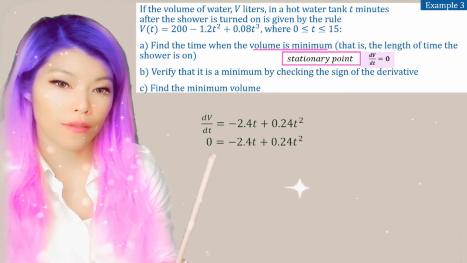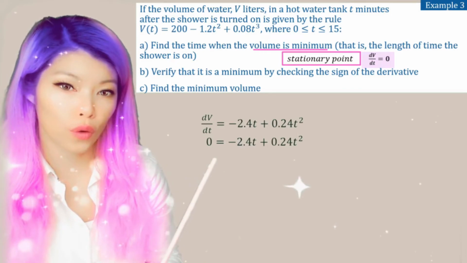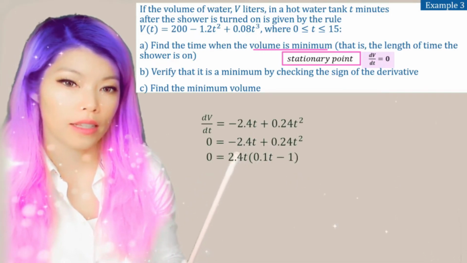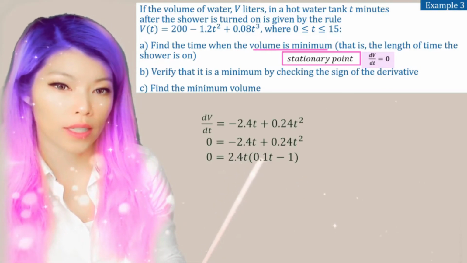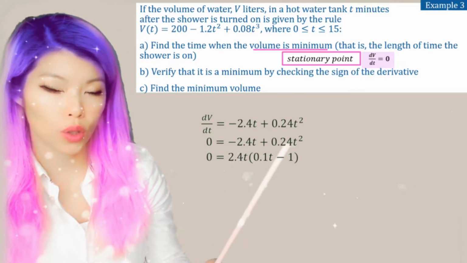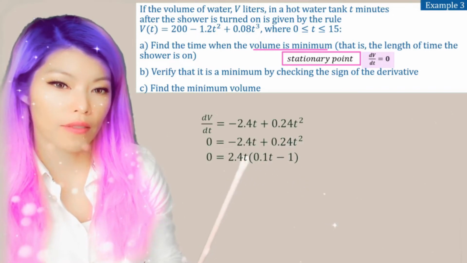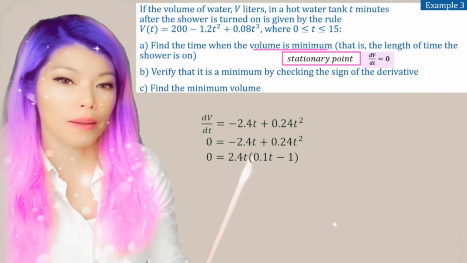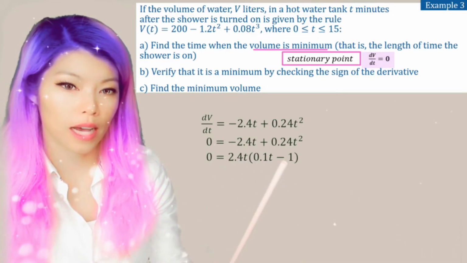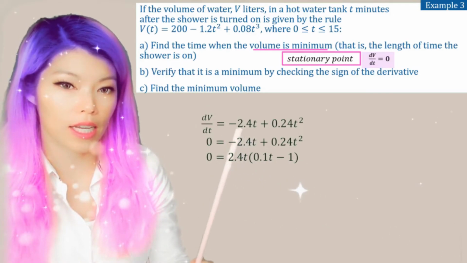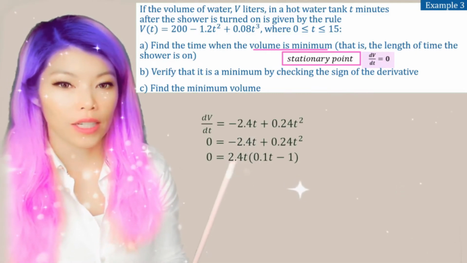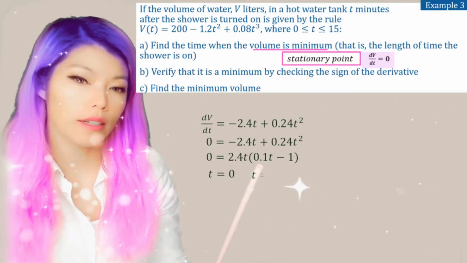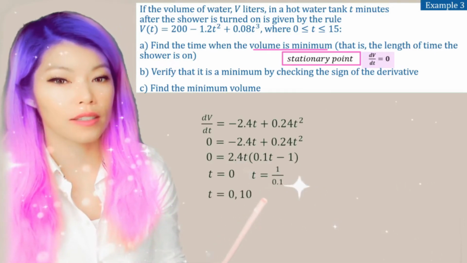And we can see that we can factorize by taking 2.4t out, and we do so, and we obtain 2.4t times (0.1t minus 1), because when you multiply it you get 0.24t squared. I've just swapped them around so the positive is to the left, and then minus 1. 2.4t times minus 1 is negative 2.4t. So now we have that, we see that t is equal to 0 and t is equal to 1 divided by 0.1, which is 10.